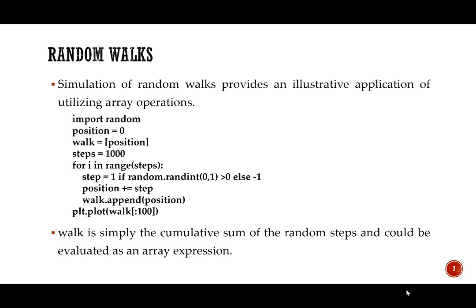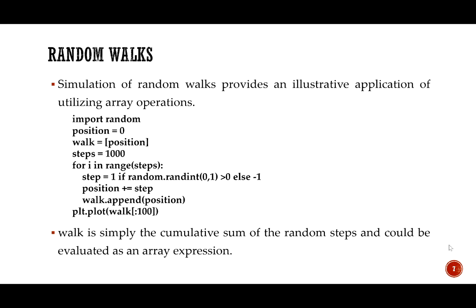Now that we learned we can apply some mathematical and statistical functions to arrays, let's talk about one of the useful applications of array operations. Random walk is a stochastic and random process. It describes a path consisting of a succession of random steps on some mathematical space, such as integers. A simple example of a random walk is the random walk on the integer number line.